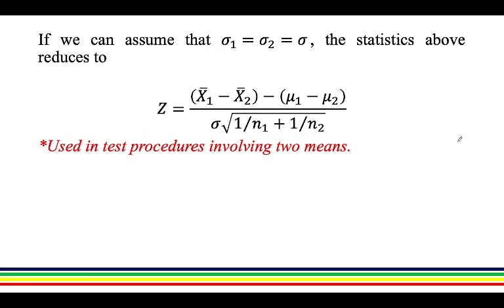Now, if we assume that sigma 1 is equivalent to sigma 2, which is denoted by sigma, the formula will be simplified into z is equal to x bar 1 minus x bar 2 minus quantity mu1 minus mu2, over sigma square root of 1 over n1 plus 1 over n2. And these are used in test procedures involving two means. As you can see, the x bars right here are the means of the samples, while these are the population means.